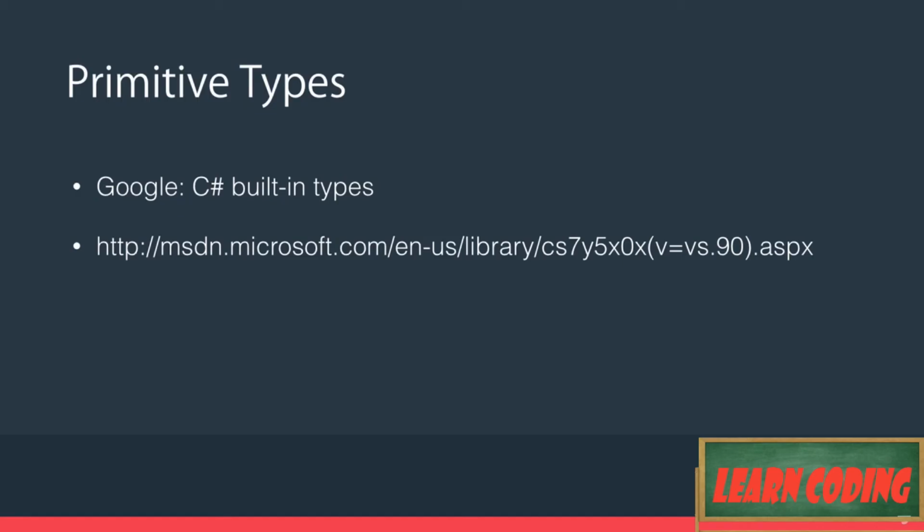In case you want to learn more about the other data types that I told you are not really used, you can simply go to Google and search for C# built-in types, and the first page is the MSDN page that lists all the primitive types in C#.